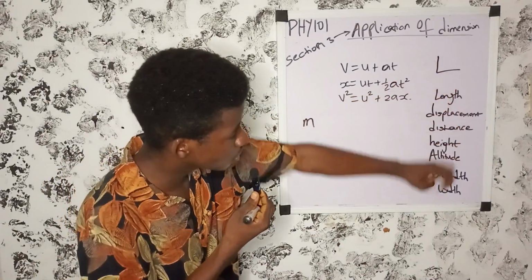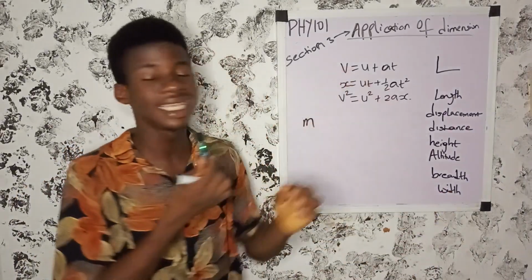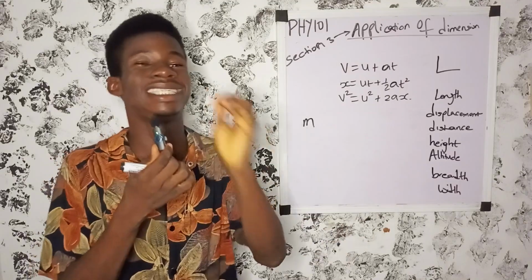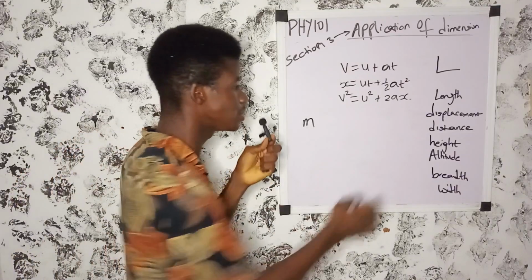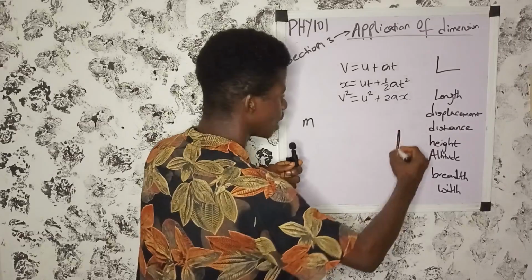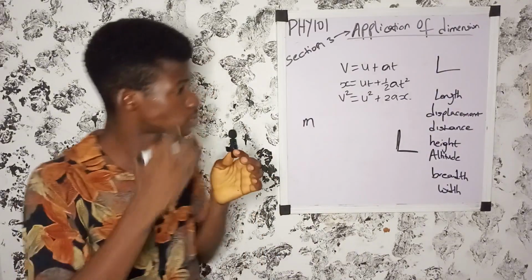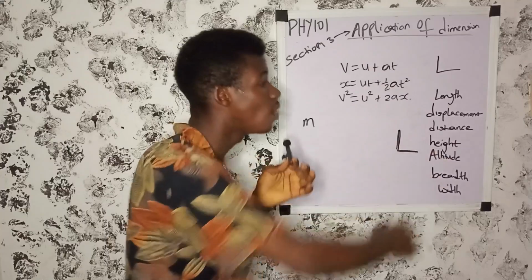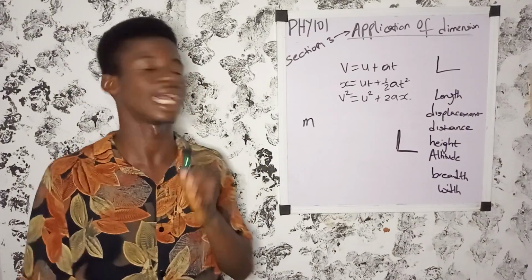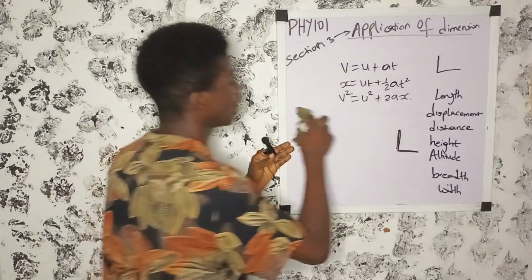The dimension for length is capital letter L. Since displacement, distance, height, altitude, breadth, and width are related to length and come from the same family, they therefore have the same dimension as length. The dimension for displacement, distance, height, altitude, breadth, and width is capital letter L, while their SI unit is meter. They originate from length. Now, let's go back to dimensional analysis.